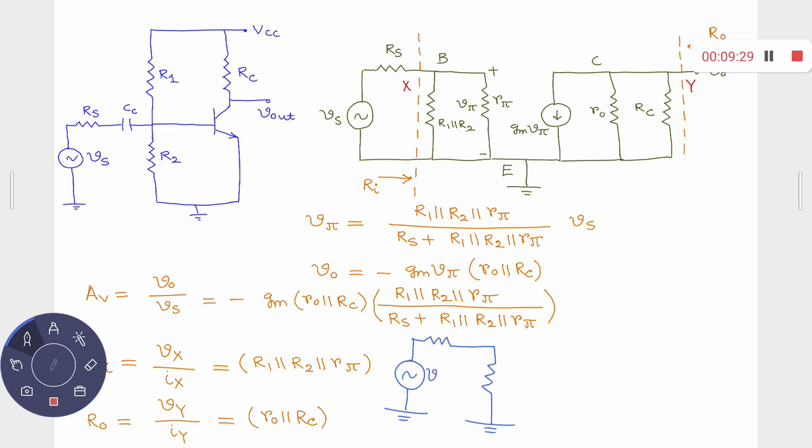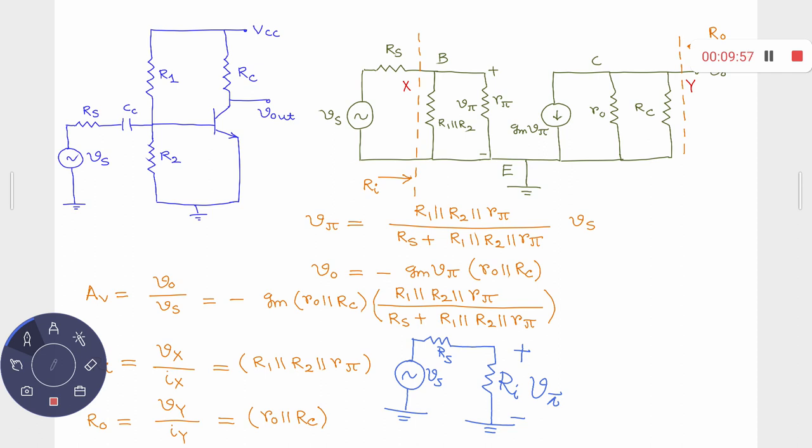This is your Vs. This one is Rs, right? And what else? This resistance is Ri, and that voltage is basically V pi, the voltage across Ri, right? So what is V pi then? V pi equals Ri upon Rs plus Ri, multiplied with Vs.